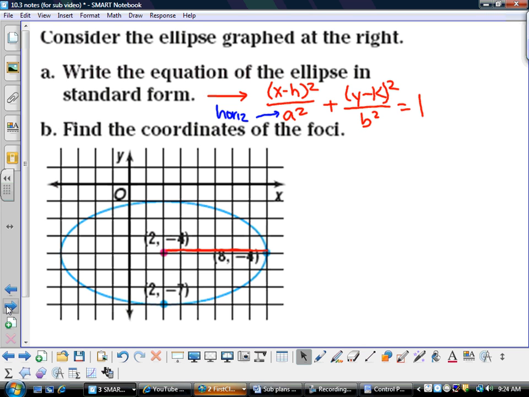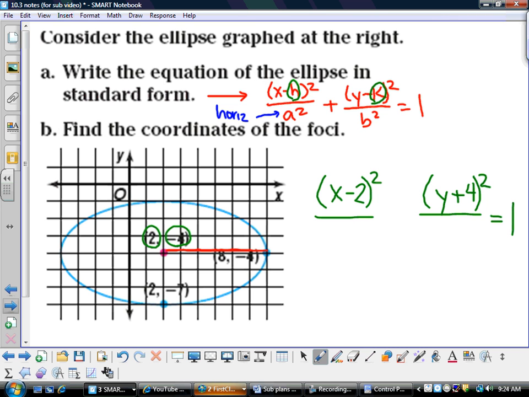The h and the k, I guess I didn't say this explicitly, but the h and the k are from the center. So the center looks like 2, negative 4. So we're going to have x minus 2 squared and y minus a negative, or plus 4 squared. For an ellipse, it's always a plus in the center here, so we can put a plus in. And for an ellipse, it always equals 1.